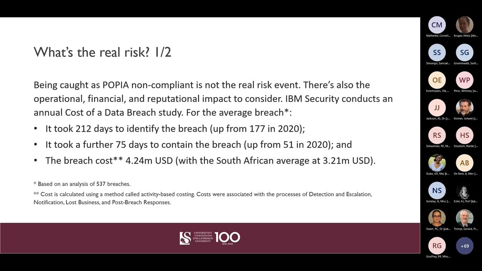Now, IBM Security conducts an annual cost of a data breach study internationally. For 2021, they discovered that it takes on average 212 days to identify that a breach has even happened, and a further 75 days to contain the breach. So if something was breached on New Year's Day, we might have solved it by October on average.